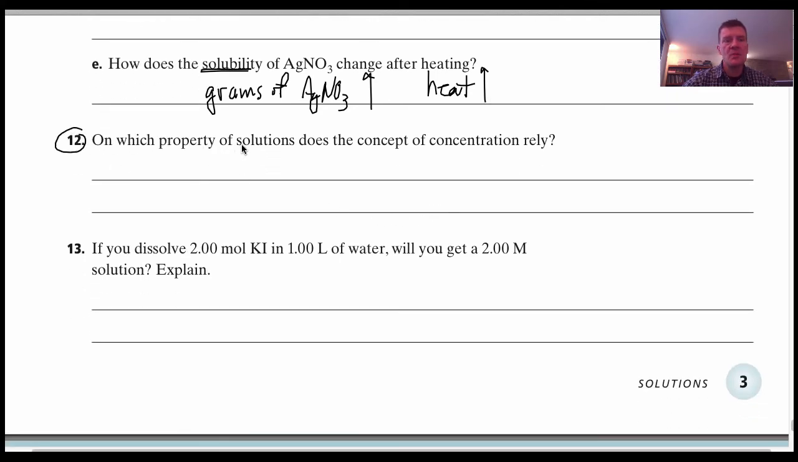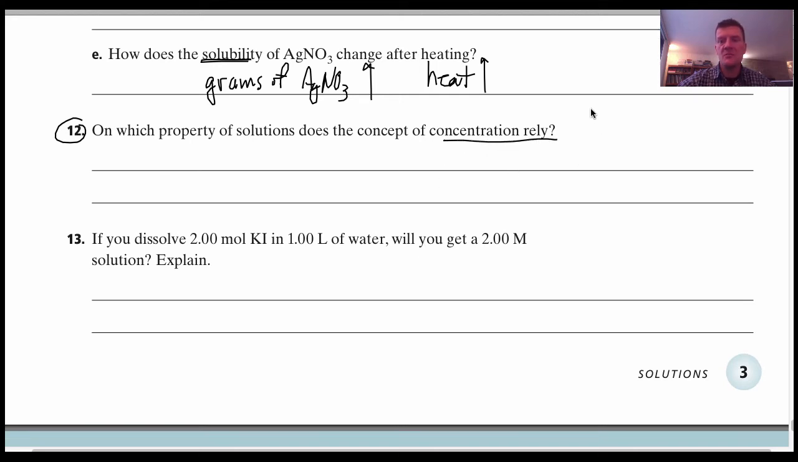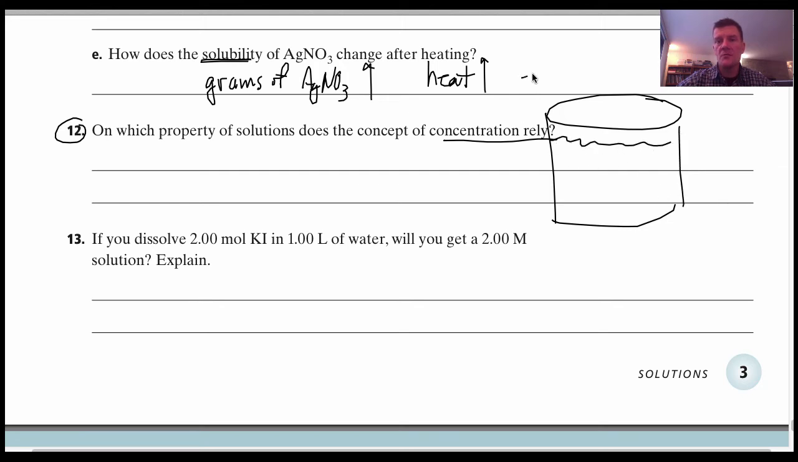Number 12, on which property of solutions does the concept of concentration rely? Well, concentration, remember, again, if I have a beaker of liquid here, there's my water, and if I put in some sugar or salt or whatever, well, remember that sugar is not just going to stay in a clump down here. It's going to dissolve. It's going to spread out. Okay? It's going to completely spread out, and that's because these particles are constantly moving.